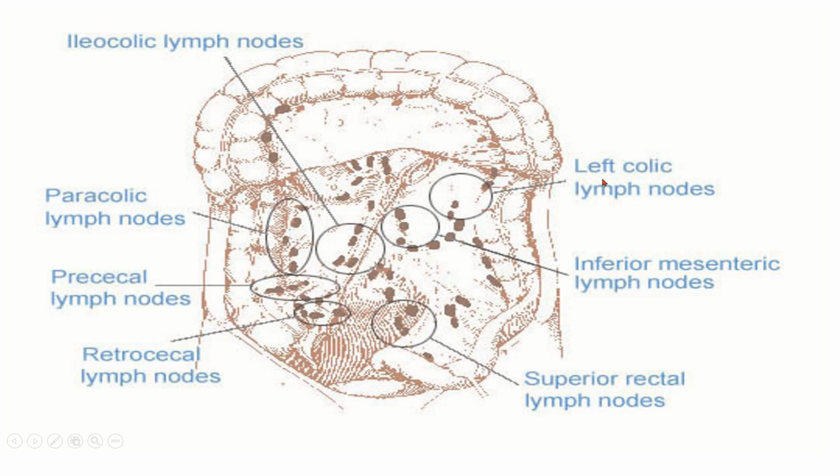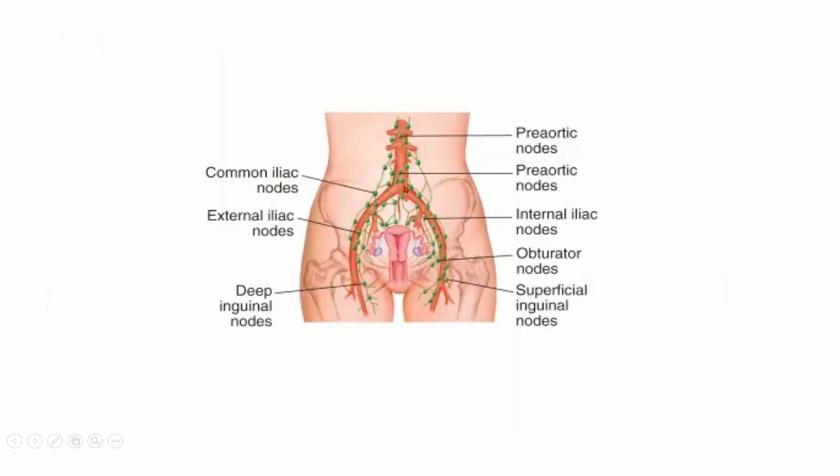You can see here these are the left colic lymph nodes. Here, if you observe, these are the pre-aortic nodes. These are the common iliac nodes, which are along the common iliac artery. These are the external iliac nodes, which are located along the external iliac artery. And these are the internal iliac nodes, which are located along the internal iliac artery. In the same way, we also have popliteal nodes in the popliteal fossa.